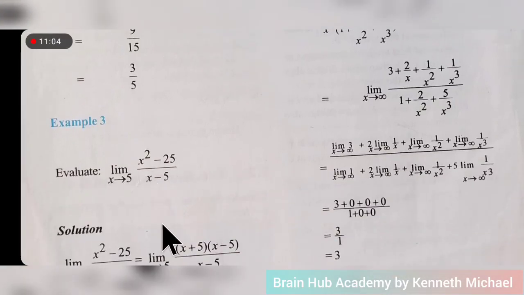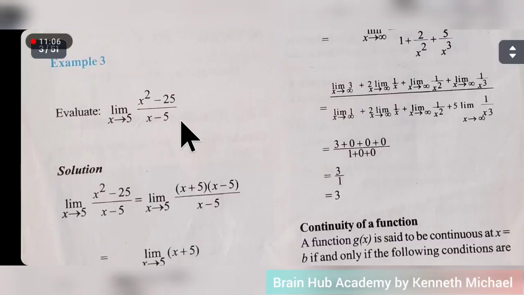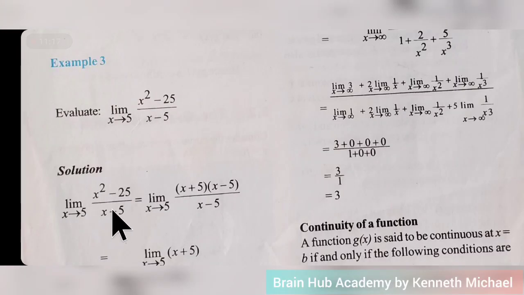This example is similar to what we did before, only that you need a little expansion here. This is a quadratic expression which you can also always expand. If you have something like this, as x turns to 5, there are two ways you can do this. You can either go directly by substitution, or you can expand. Expansion will be easier.